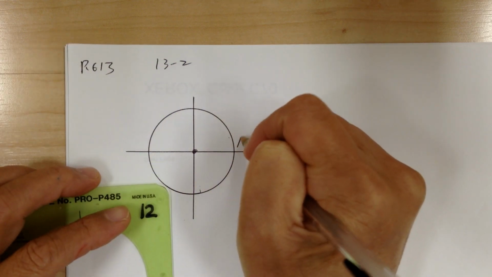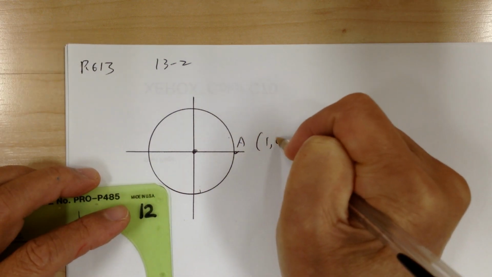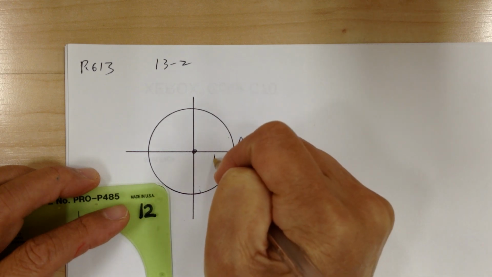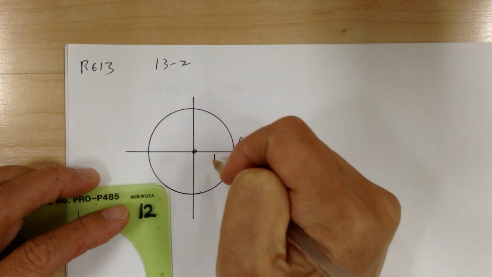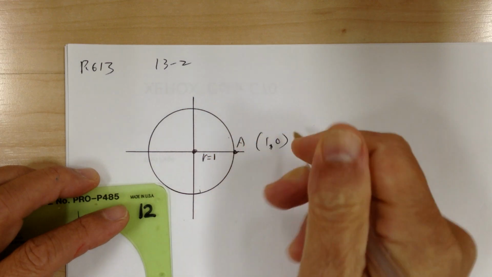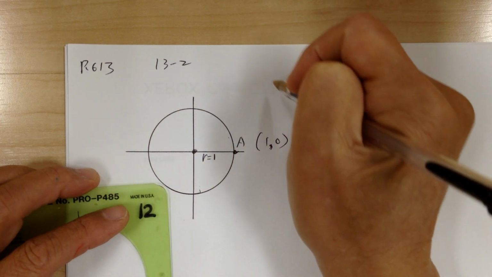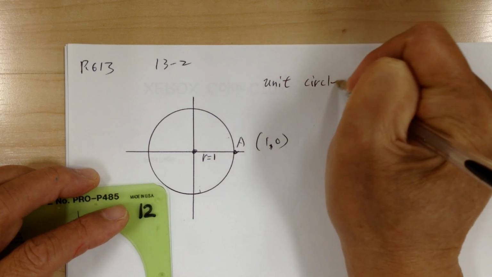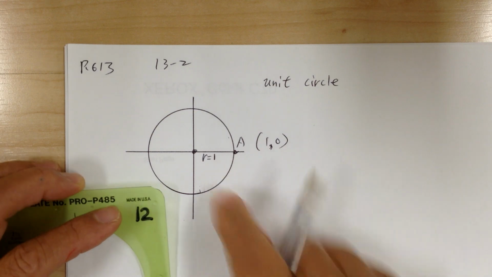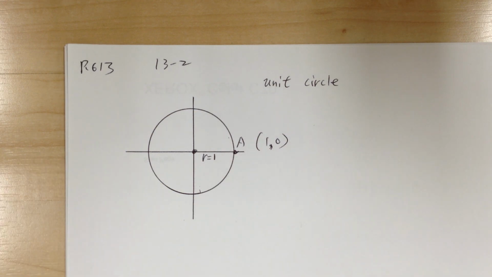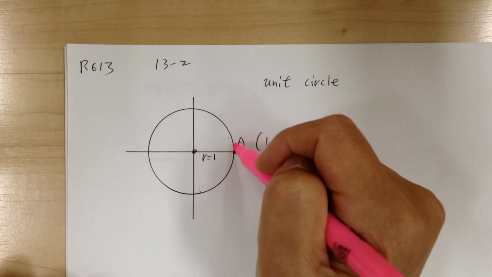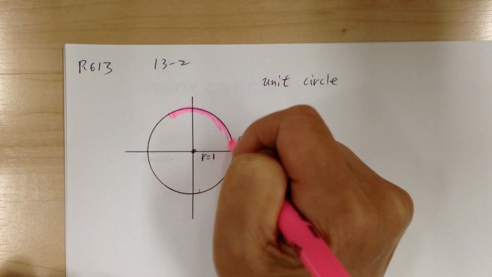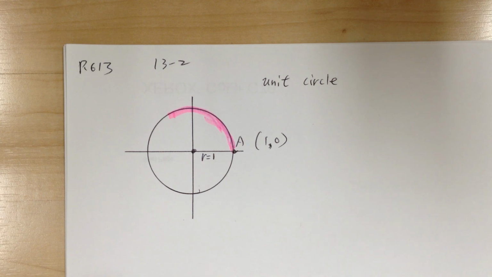And so you have the point A at (1, 0). So if this is (1, 0), that means this is 1, right? And so that means the radius is equal to 1. So when you have a circle with radius of 1, this is called a unit circle. So again, a unit circle is a circle with radius of 1, okay? And over here, this is the arc length S.